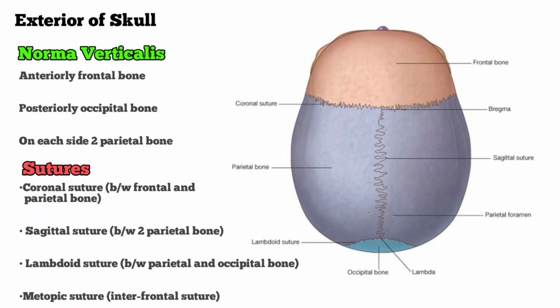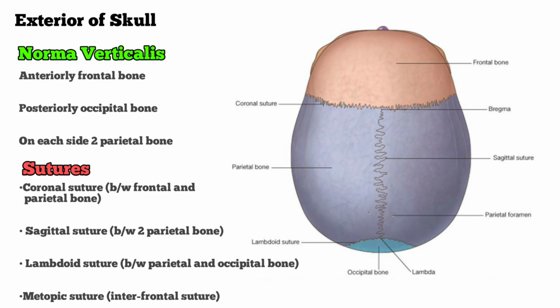Exterior of the skull, norma verticalis. Anteriorly is the frontal bone and posteriorly the occipital bone. On each side there are 2 parietal bones. Sutures: the coronal suture, between the frontal and parietal bone; the sagittal suture, between the 2 parietal bones; and the lambdoid suture, between the parietal and occipital bone.